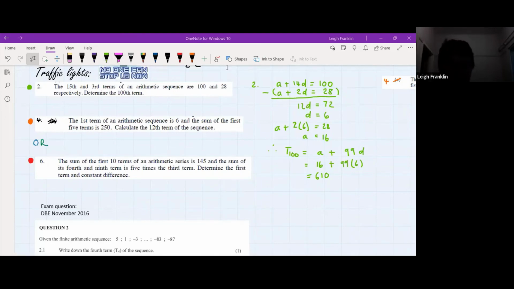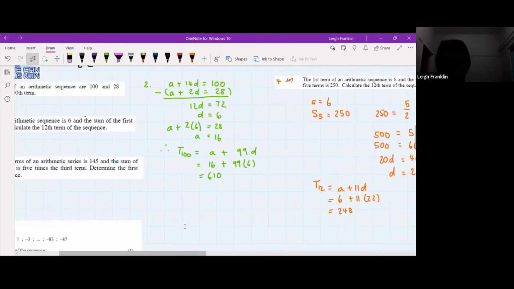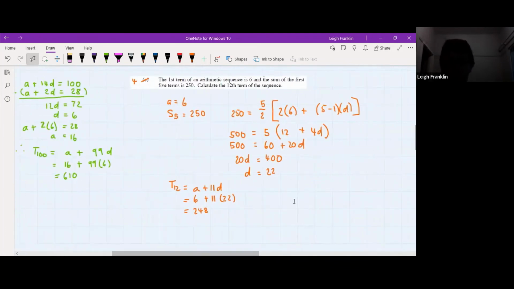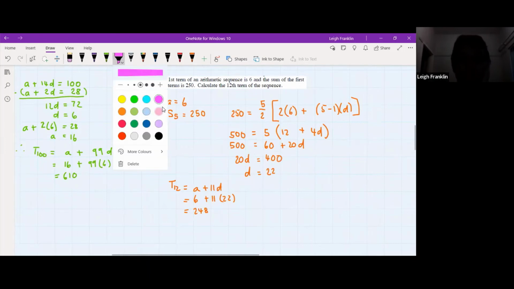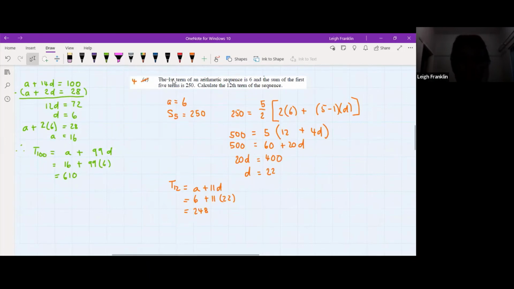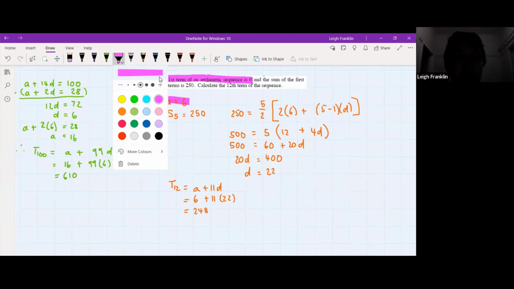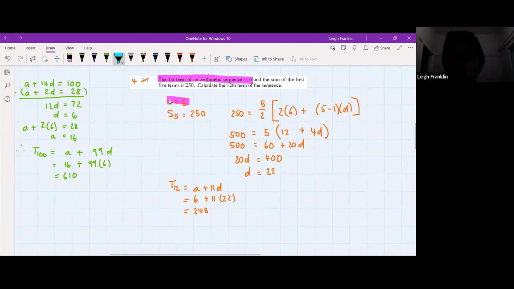I've actually done it on the side over here, but let me just move this over. They said to us the first term of an arithmetic sequence is 6. So that's why I've written a is 6. Then when they said the sum of the first 5 terms is 250, that's why I've written S5 equals 250.